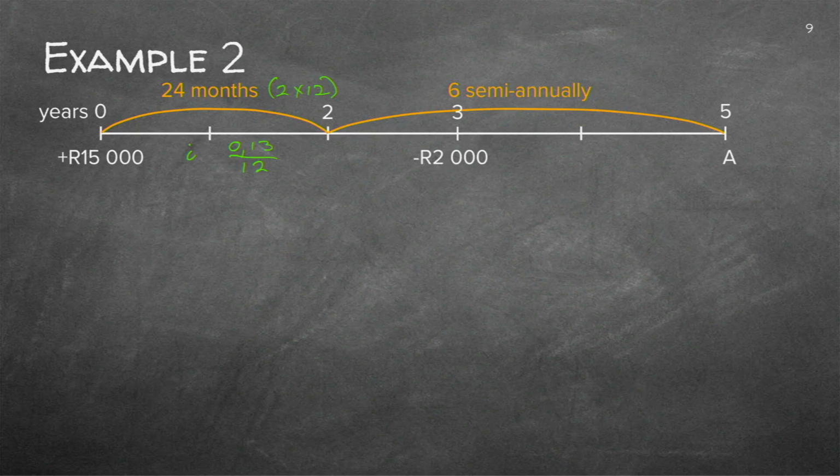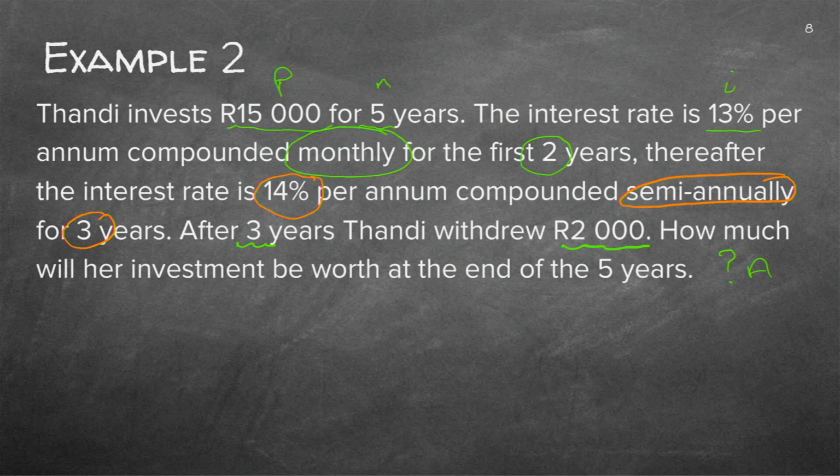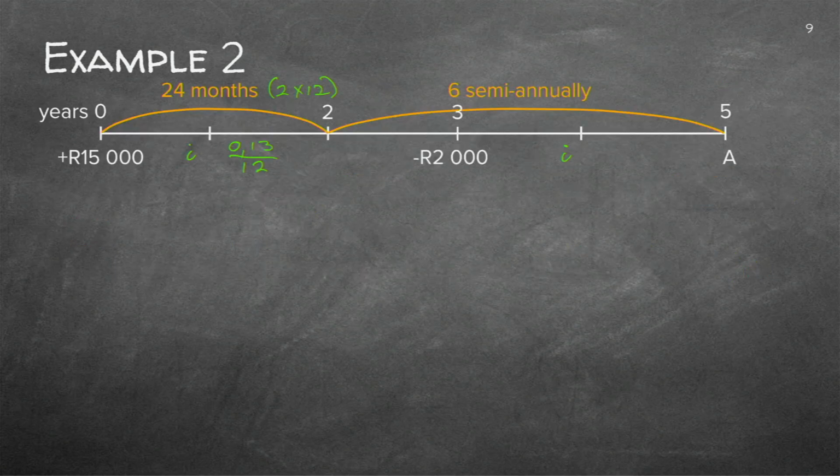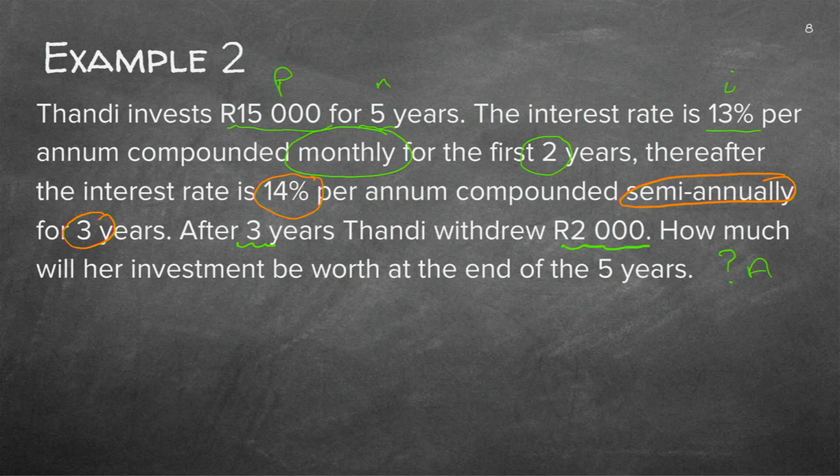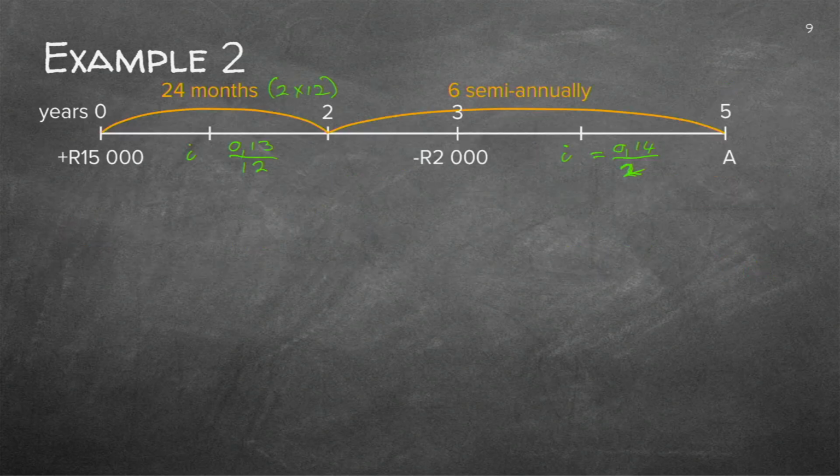Good. Next one, for the next 3 years, my interest rate was, let's go back quickly, 14%. So it's 0.14, and that was calculated semi-annually, not quarterly. Let's just make sure. Semi-annually, the orange. Good. So semi-annually means I must divide by 2. You see how easily you can make a mistake.